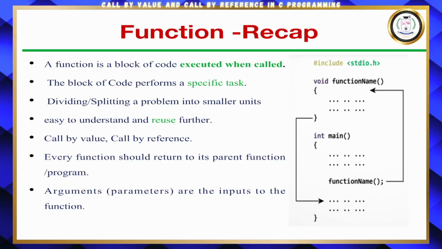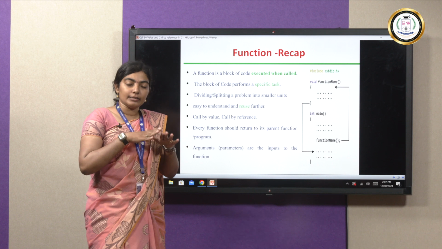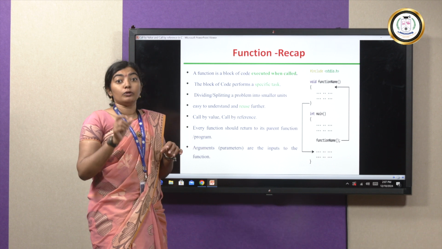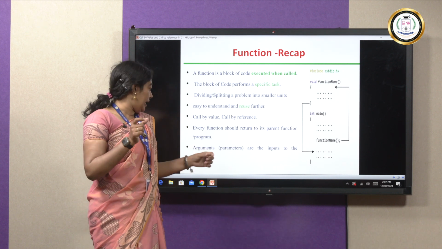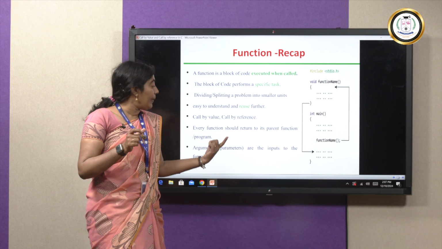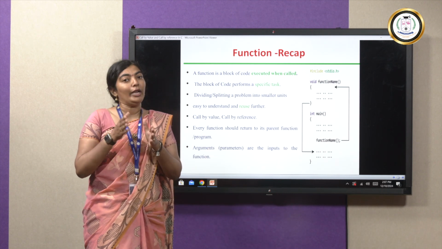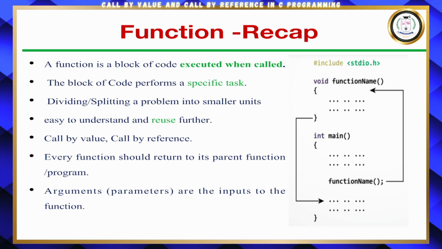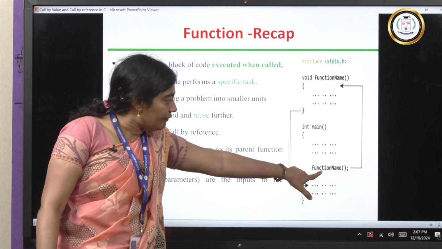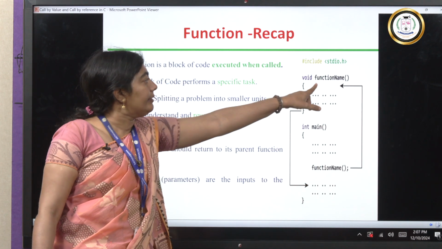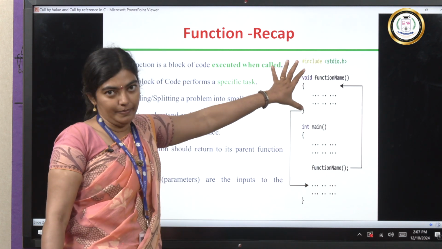And when I am calling, I can call along with values, or I can call simply without any values. Those values are given a name called arguments or parameters, the input values which are passed along with the function while calling, right? And this is an example of a simple block. This is the main block. Here the function name is called, and here the block of the function is mentioned.